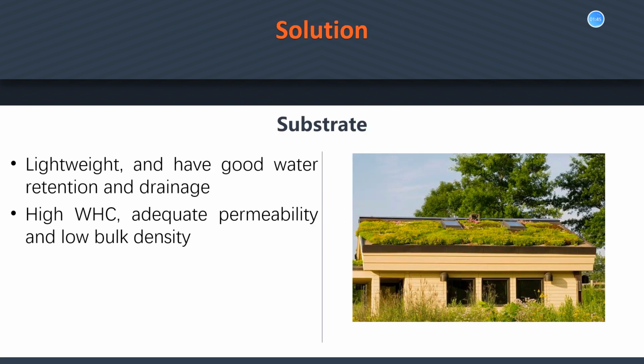Firstly, the material should be lightweight and have good water retention and drainage, in addition to protecting against water loss. Secondly, the physical properties of the substrate should include a high water holding capacity and adequate permeability in order to maintain plant survival.